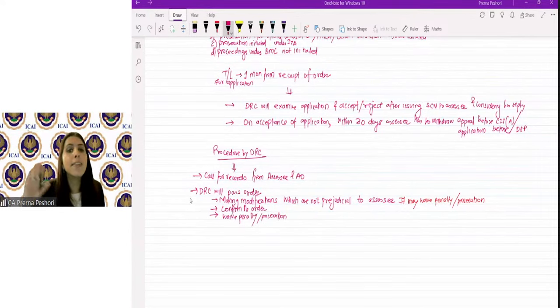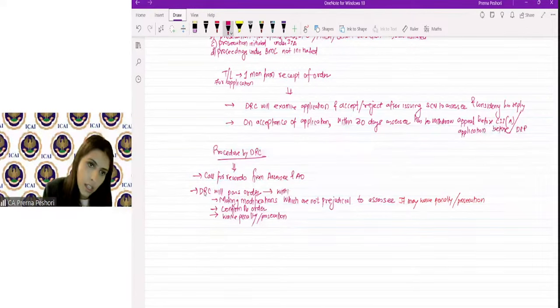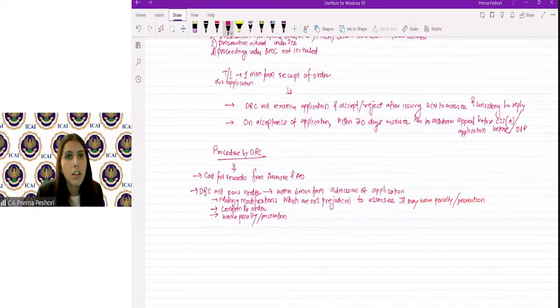And it will pass the order within 6 months from the month in which the application is admitted. So the DRC will pass the order within 6 months from admission of application. So if you see, even the DRC is a very, very time-bound process. Are we clear? So this has to be passed within 6 months, and it will serve the copy of the order to the AO and to the assessee.